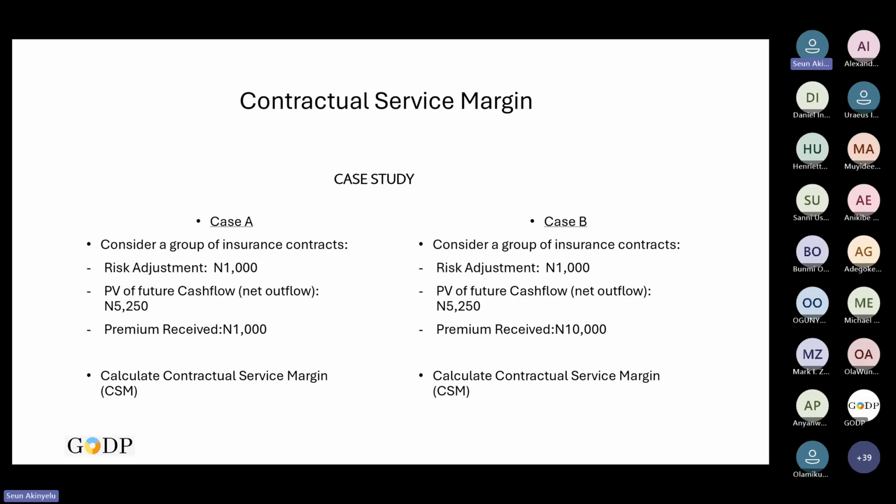Now, to know whether you get it, I want you to do for me this very simple one, and somebody will help me to answer it. Consider a group of insurance contracts. Risk adjustment is 1,000. PV of future net cash flow is 5,250. Premium that you are collecting today is 1,000. How much is the contractual service margin? Please, somebody will help me.